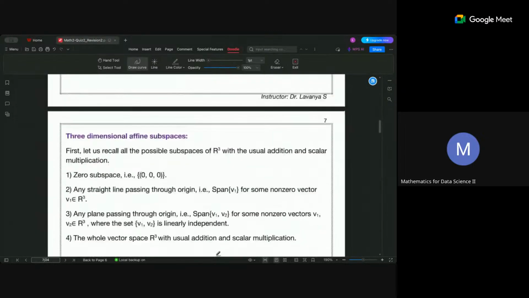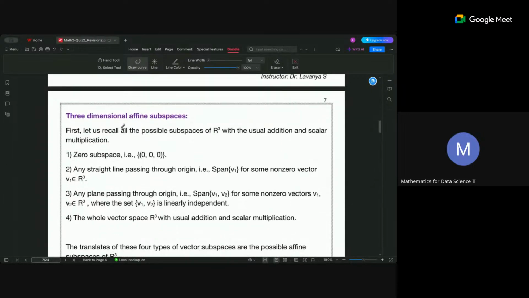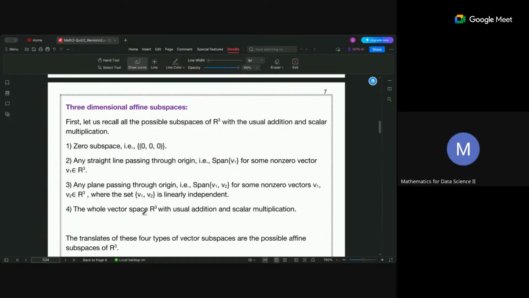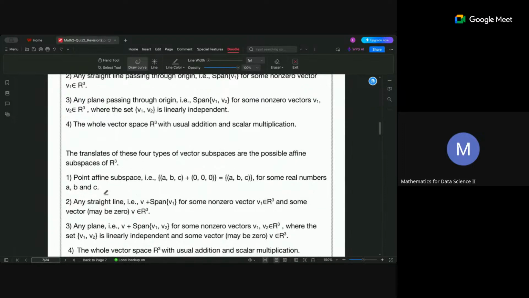Let us look at the same scenario in R3. First of all, what are the possible subspaces of R3? The zero space, any straight line passing through the origin, any plane passing through the origin, and the whole vector space R3. For the zero space, we already know the corresponding affine space. What is the corresponding affine space for zero? Any space that is shifted. Yes. Any point in R3, right?